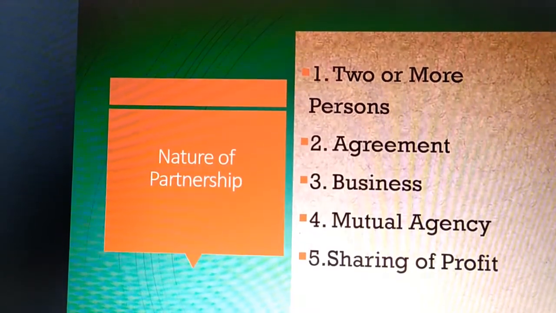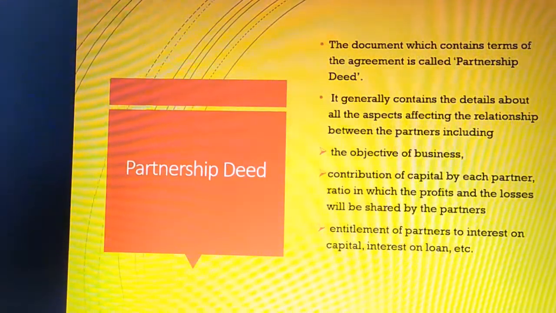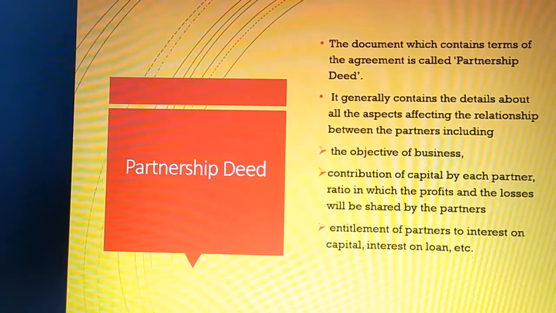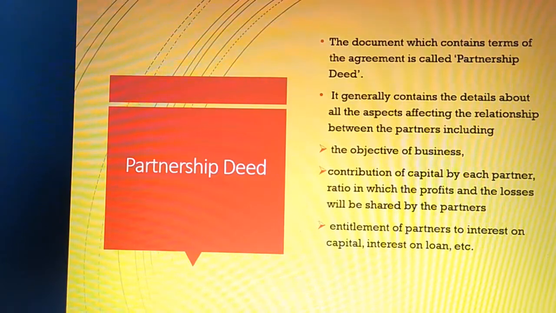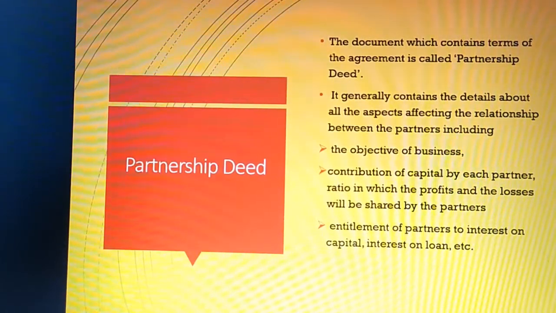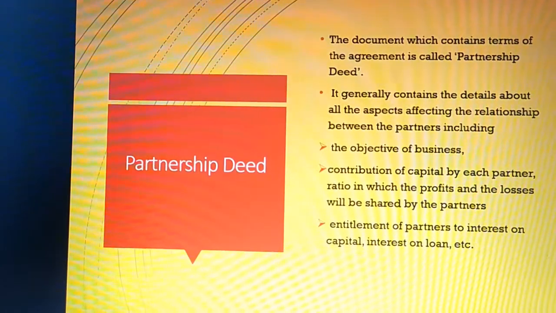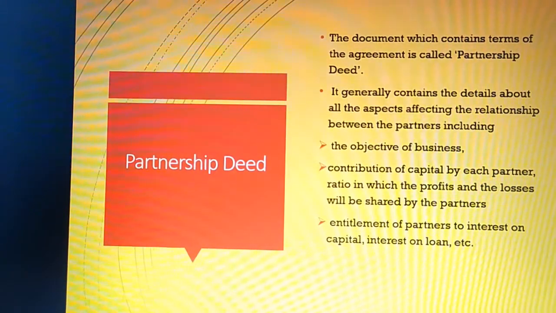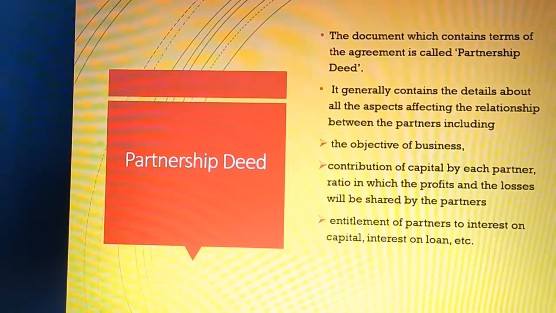So all this agreement which the partners make between them, if the agreement is in written form, as I mentioned earlier, the agreement may be in written or oral form, but if this agreement is in written form, that written document, which is the agreement between the partners, is known as the partnership deed. And the partnership deed is a document which contains the terms and conditions of the partnership.